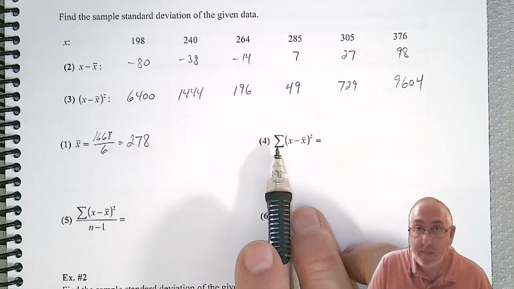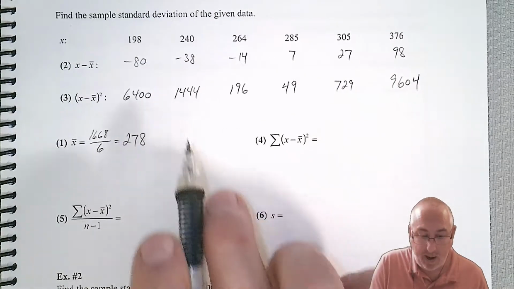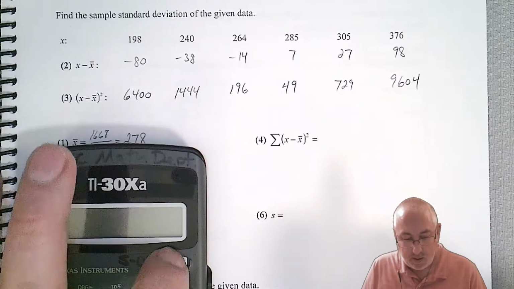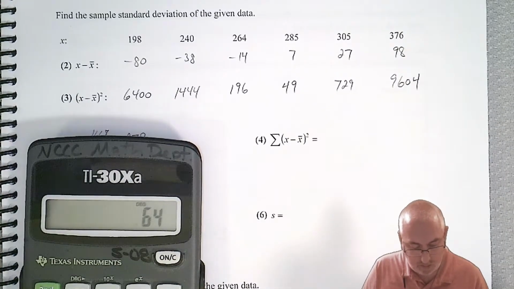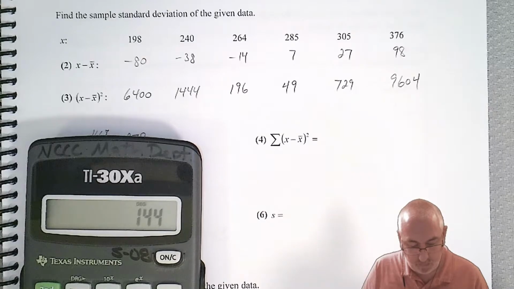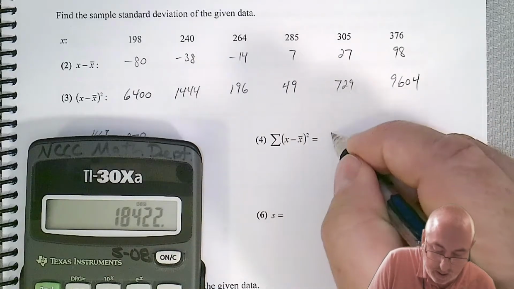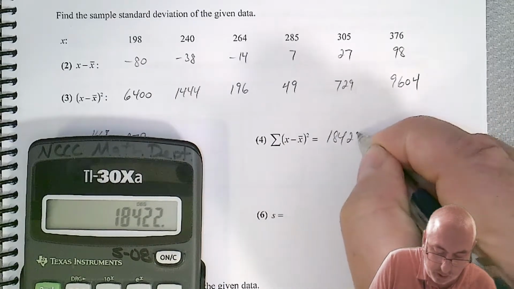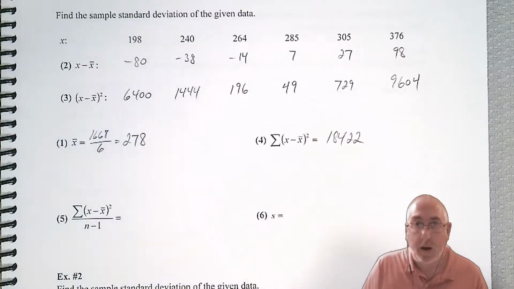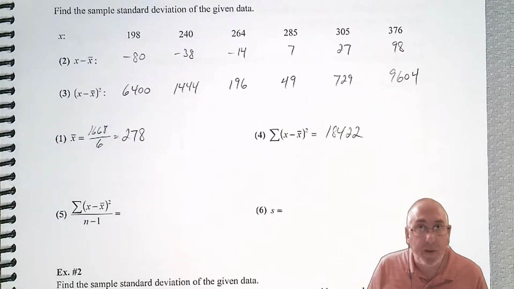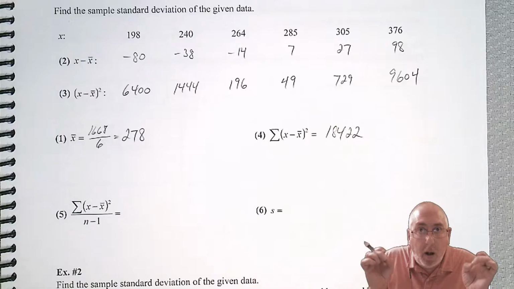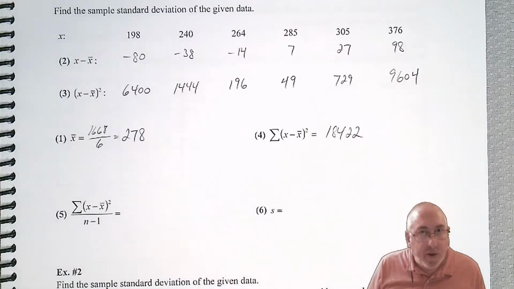And so next, step 4, we have to add those up. So we want to add up all those numbers. So let's see what we get. 1444, 196, 49, 729, and 9604. 18,422. All right. Not too bad so far, hopefully. Very small little steps. Even though there's a lot, they're pretty small steps.